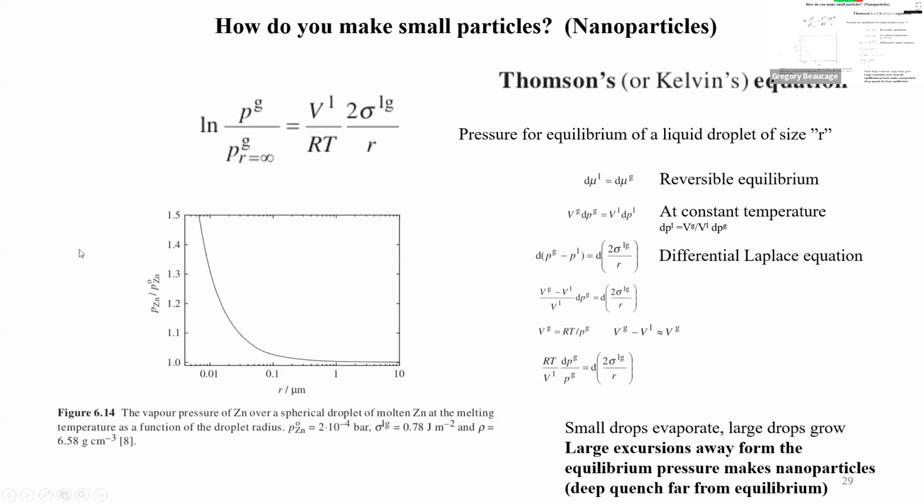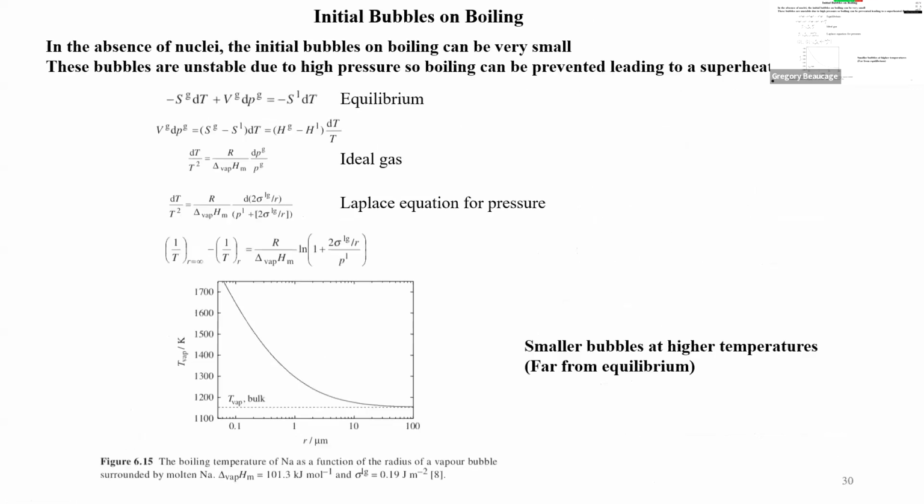So I think I wanted to finish the surface chapter today. The first part of this, there's three things. This is Thomson's equation, which has to do with particle size. In other words, the condition to make small nanoparticles is always a deep quench. There's three ways to talk about that: a temperature quench, a pressure quench, and a concentration quench. I'll go through those three.